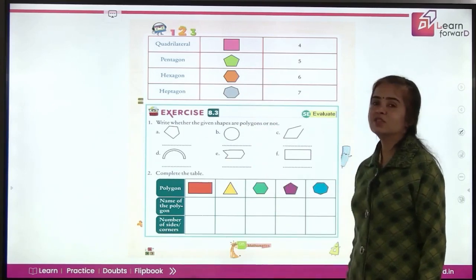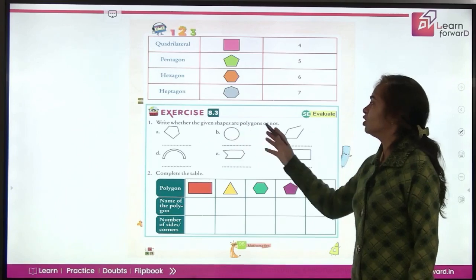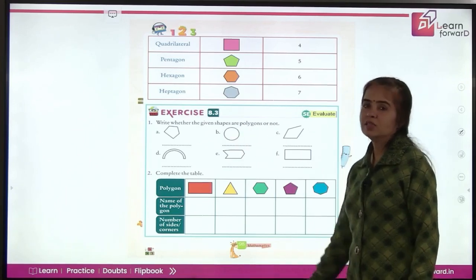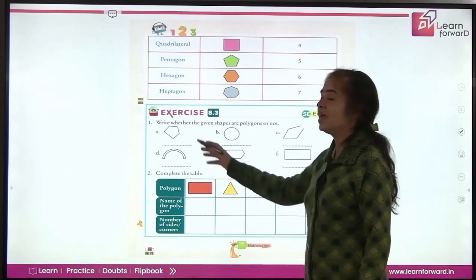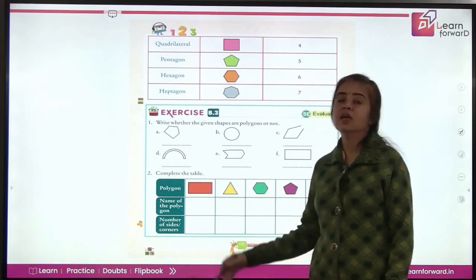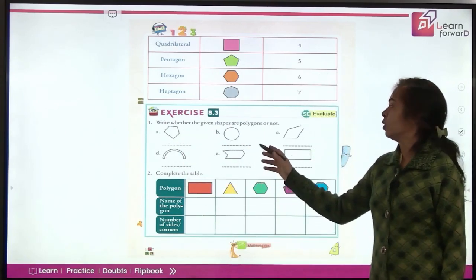Here's an exercise for you. Write whether the given shapes are polygons or not. So is first one a polygon? Yes, it has all line segments. What about second? No, because it has a curve.